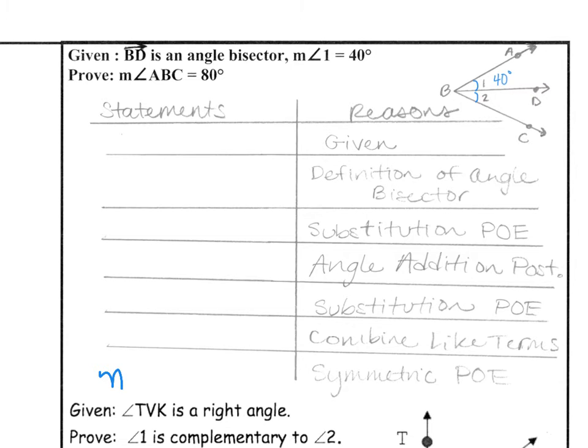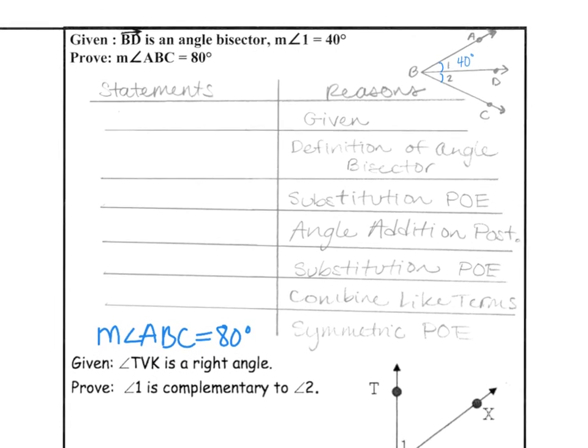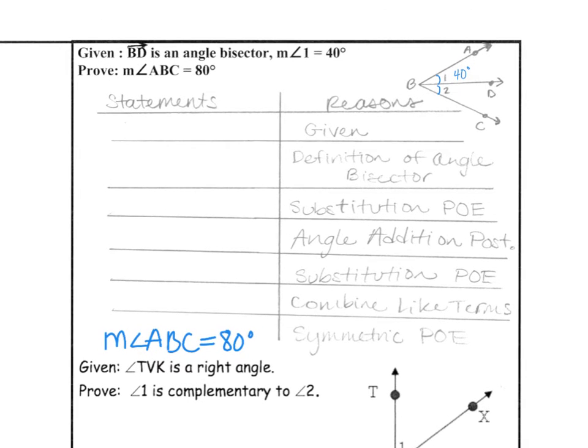Measure of angle ABC is equal to 80 degrees. That's the last thing we're going to say because it's what we are trying to prove. You cannot assume that it's true until you show step by step that it is. So step 1, mark what you know based upon your given. Step 2, ask yourself, does what you're trying to prove make sense?